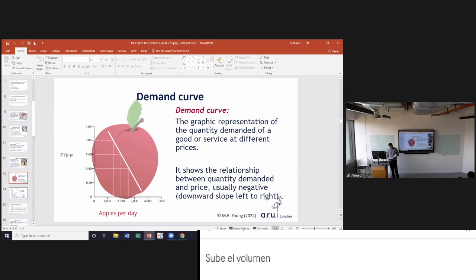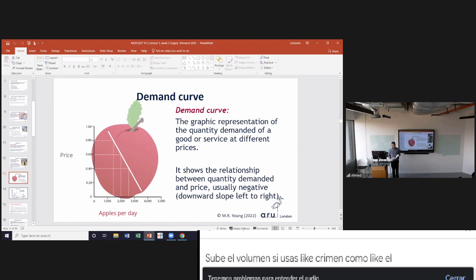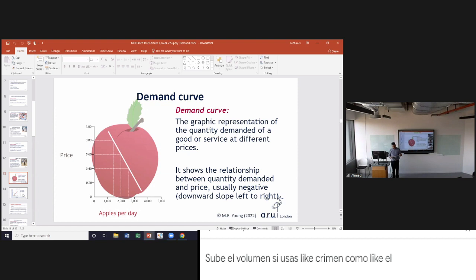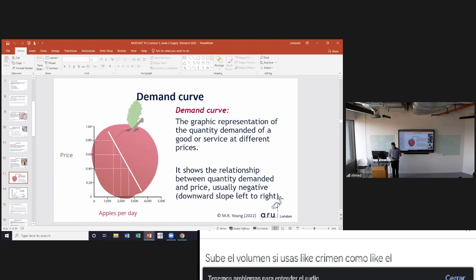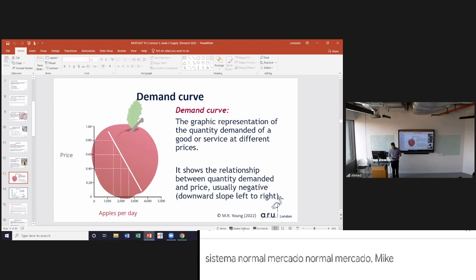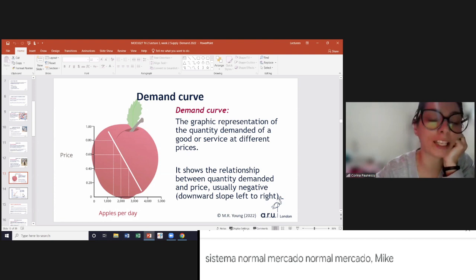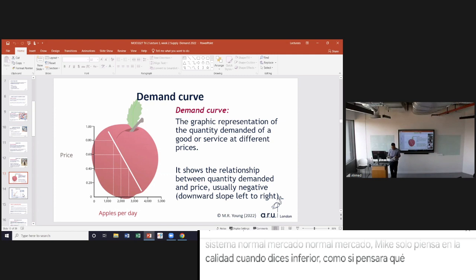If you use Primark as the inferior one, would you say H&M is normal? Well, I would say Primark is inferior. If you go to a normal store, a market, that's average, normal goods. Primark should be inferior because it's the cheapest one. Think of quality when you say inferior. Inferior is a poorer quality.